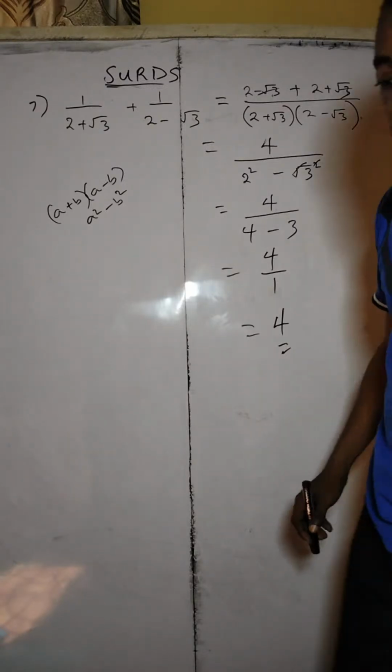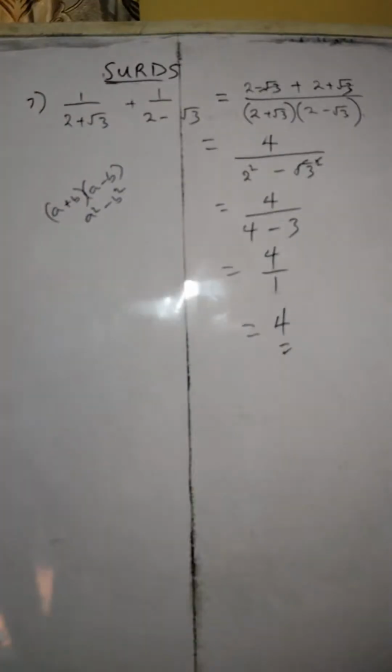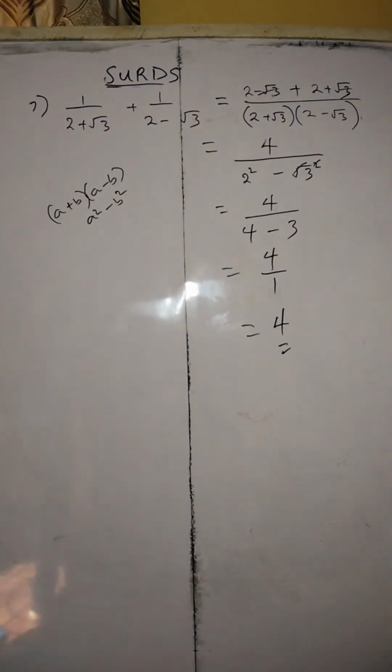So therefore, in this class, we have been able to look at 7 questions simplifying surds. I believe you have learned something from this class.